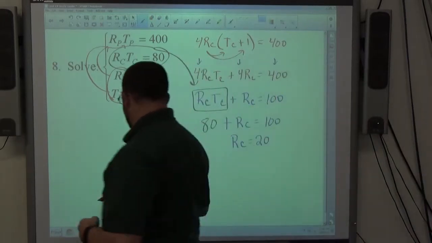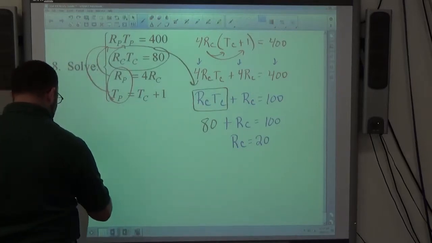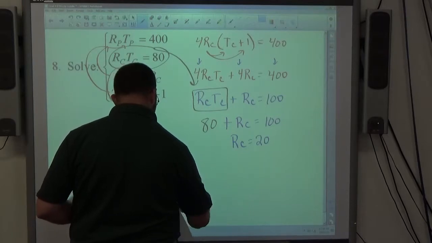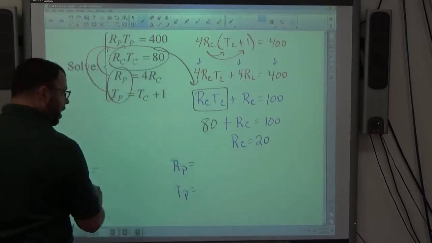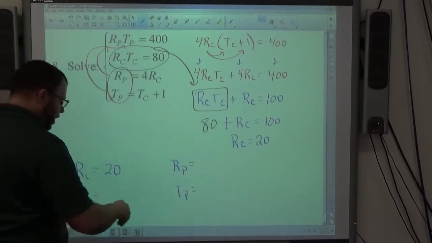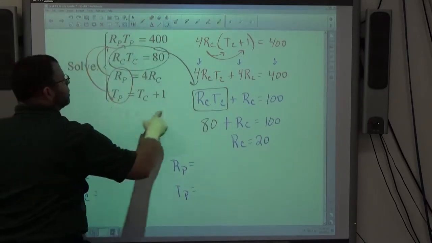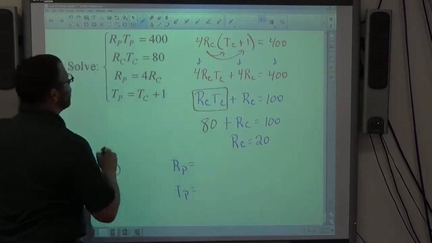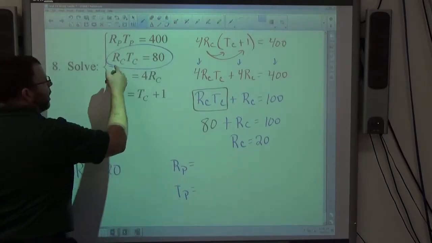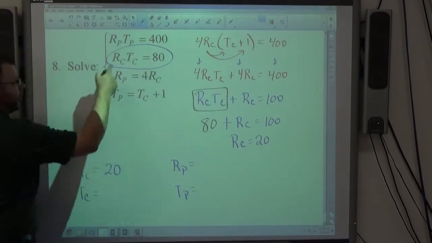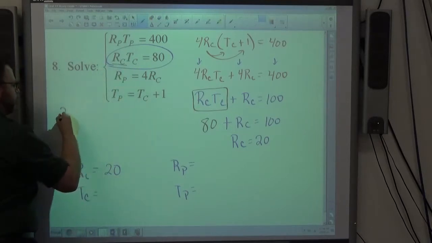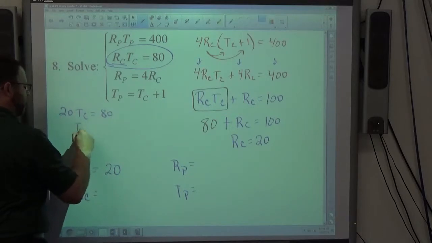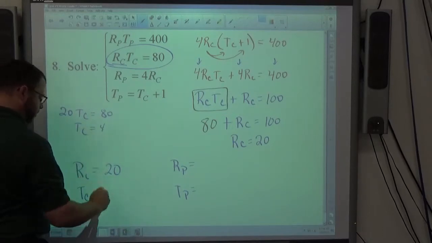Okay, my job is to find all 4 of those things. So r sub c is equal to something, t sub c is equal to something, r sub p is equal to something, t sub p is equal to something. I just figured out what this is. Then if I go back to my original problem, anything containing r sub c is going to help me find something else. So this can help me find t sub c. So this says r sub c, which is 20, multiplied by t sub c is supposed to equal 80. That means t sub c must equal 4.